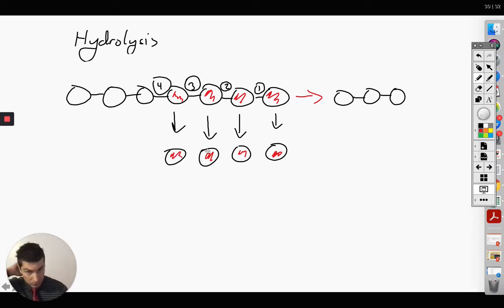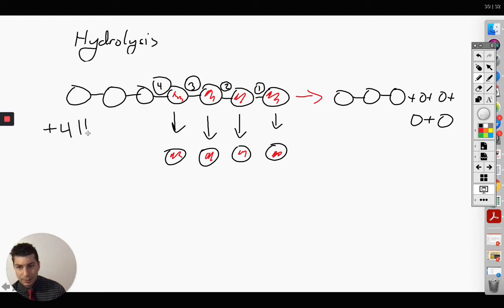Okay? So, if I go back to the products up here, I need to break 4 bonds. So how many water molecules am I going to need? Well, I'm going to need 4. Okay? Watch how that is different than this, though.